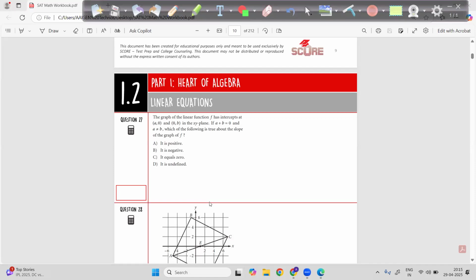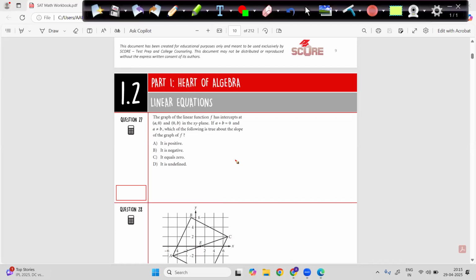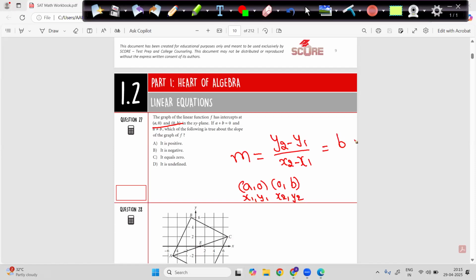Okay, good. So when 2 points are given, how do you find the slope? They give 2 points. How do you find the slope? y2 minus y1 by x2 minus x1. So the points are a comma 0 and 0 comma b. Let this be x1, let this be y1, let this be x2, and let this be y2. y2 minus y1, which is b minus 0, by x2 minus x1, which is 0 minus a, which is minus b by a, sorry.